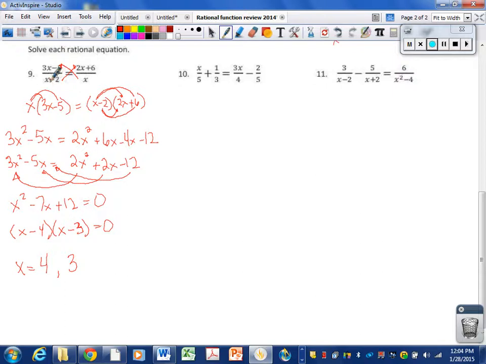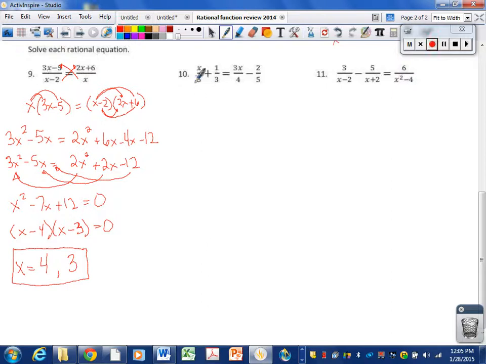So now let's check. If we have a 4, 4 minus 2, that's not 0, and 4, that's fine. So 4 works. 3 minus 1, that's not 0. Good. So both of these are answers. Neither one of them are extraneous. They're both solutions. Okay, let's change colors.